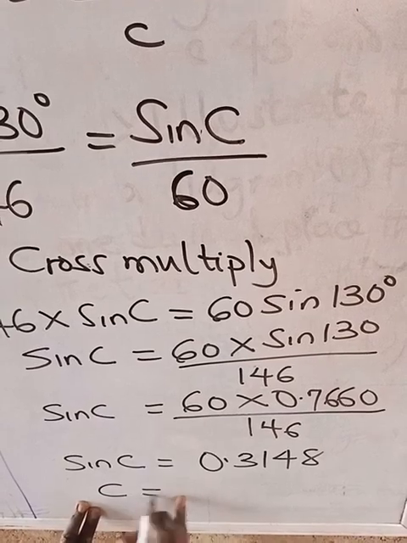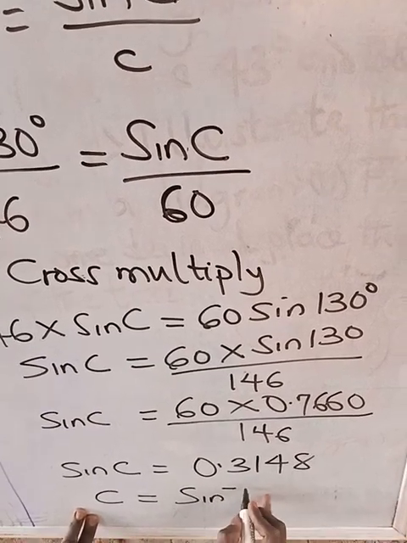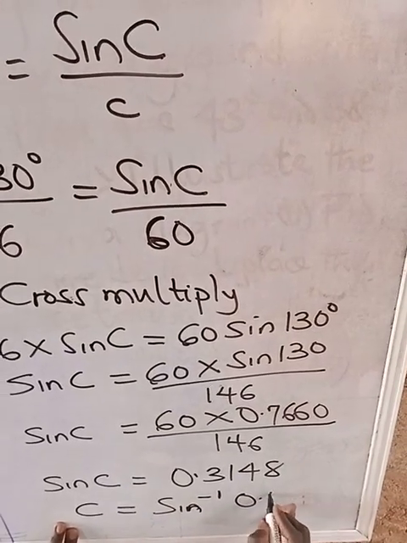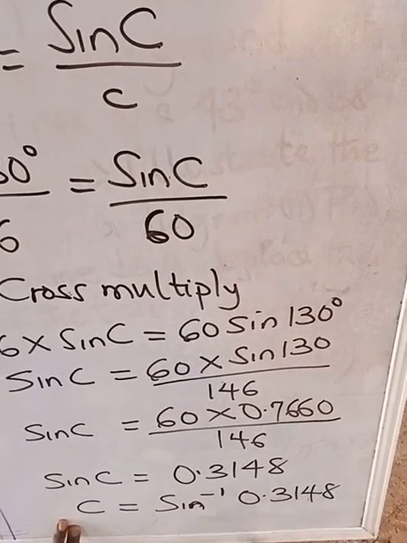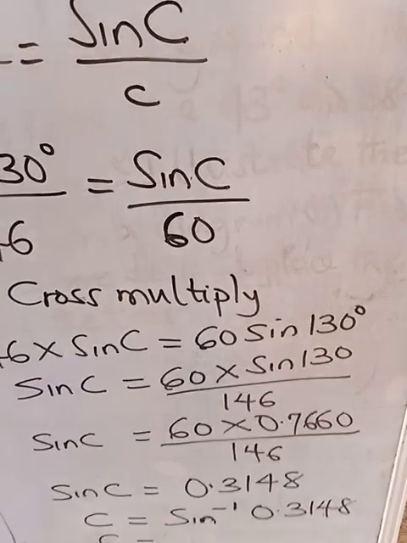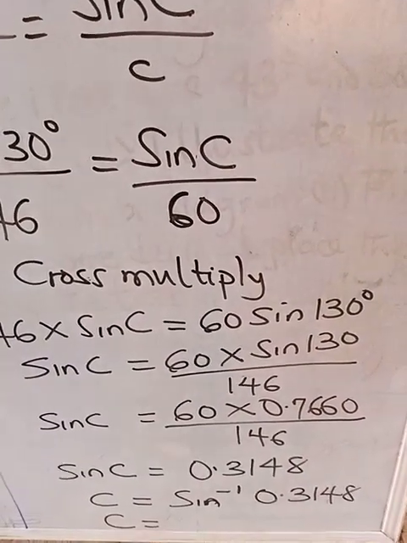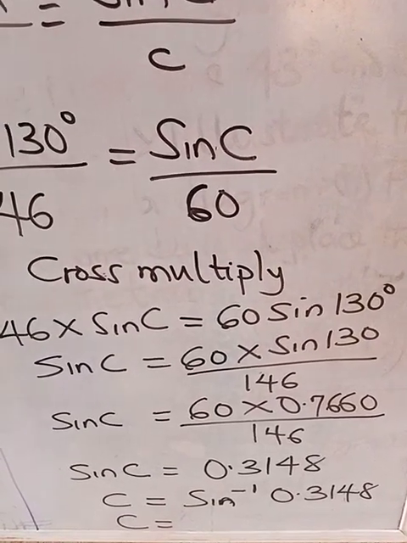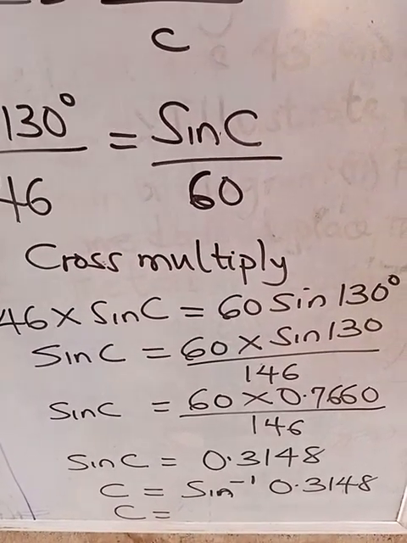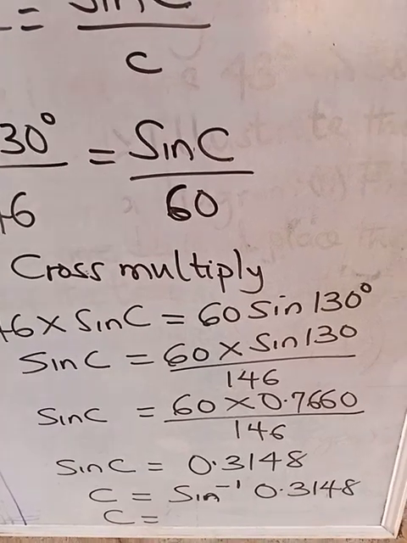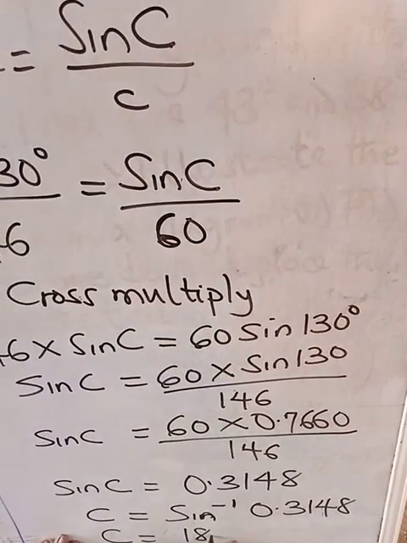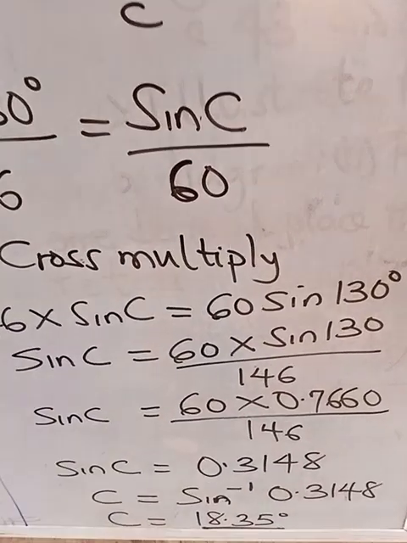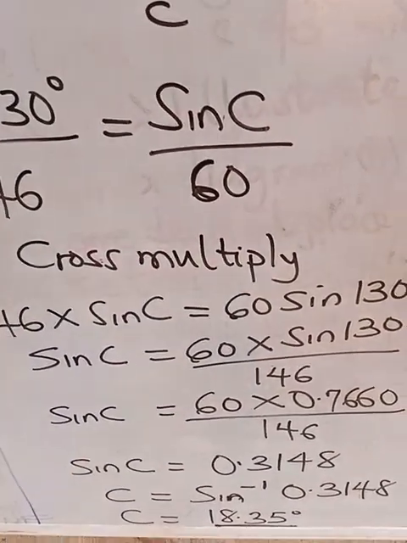So C will be arc sine, that's the second function of sine, of 0.3148. You press second function on your calculator, sine, 0.3148, and that gives 18.35 degrees to two decimal places. That's the angle C. Now let's go back to the sketch.